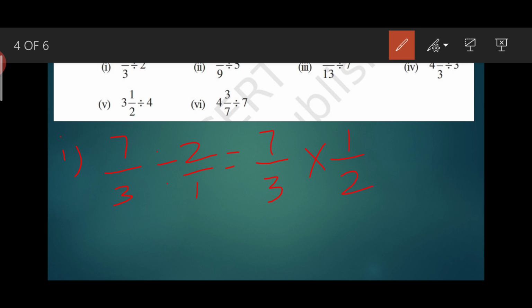Now you can see this is a multiplication of fractions. This is also a fraction, this is also a fraction. So how will you multiply two fractions? You have to multiply the numerators together and denominators together. That is 7 into 1 divided by 3 into 2. Our answer will be 7 divided by 6. Now 7 is more than 6, so you have to divide 7 by 6, that is 6 ones are 6, remainder is 1. So what will you write here? You will write 1 and 1 by 6. So this will be the answer of the first part.